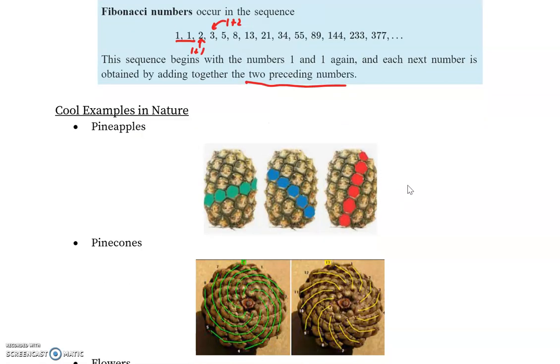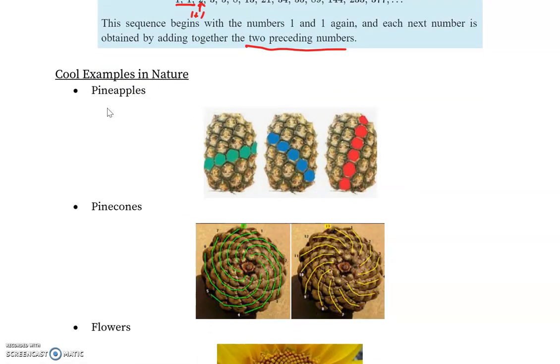We can also see this in pine cones. There's not really a necessary relationship between pineapples and pine cones. But again, sort of spiraling around from, this is a top view of a pine cone. So if you spiral around and count how many little pieces of pine cone you encounter, again, those will be some of the Fibonacci numbers.